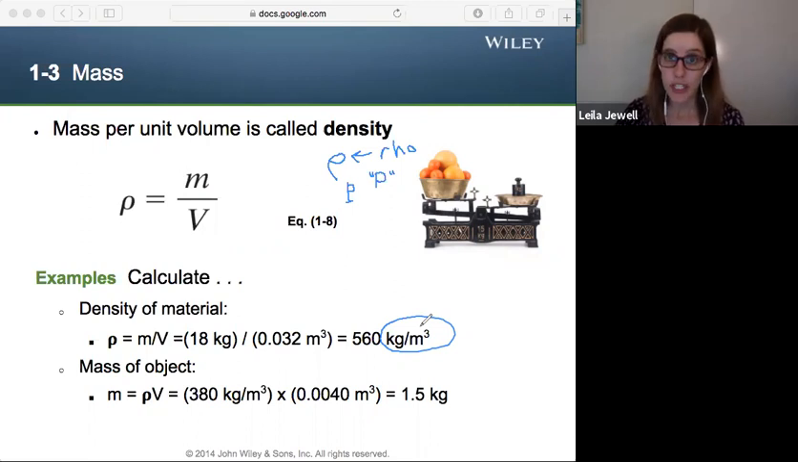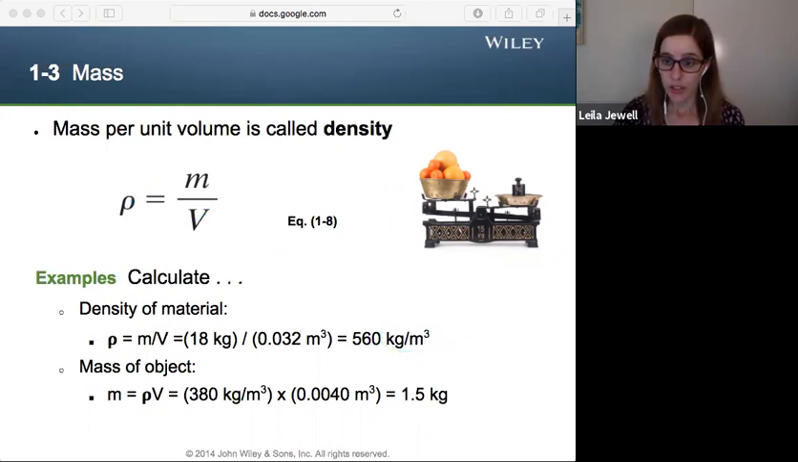Kilogram is the SI unit for mass, cubic meters, SI unit for volume. If we want to find the mass of an object and we know the density and volume, then we can just multiply the volume across to both sides, and the volume would cancel on the right, and so we have mass is equal to density times volume. So we can calculate that out as well.